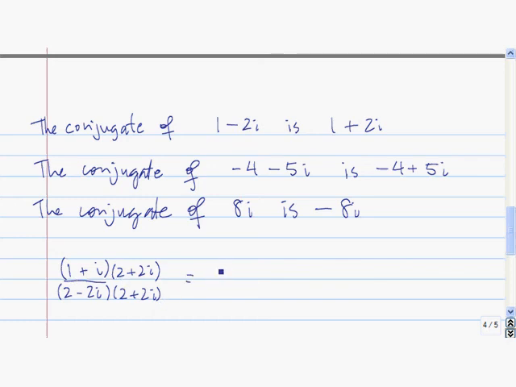So we have 1 times 2, which is 2. 1 times 2i is 2i, so plus 2i. i times 2 is 2i. And then i times 2i is 2i squared. And then we're going to divide that by 2 times 2, which is 4. 2 times 2i, which is plus 4i. Negative 2i times 2 is minus 4i. And when you multiply a number by its conjugate, this is always going to happen: the imaginary parts will cancel each other out. And then minus 2i times 2i is negative 4i squared.